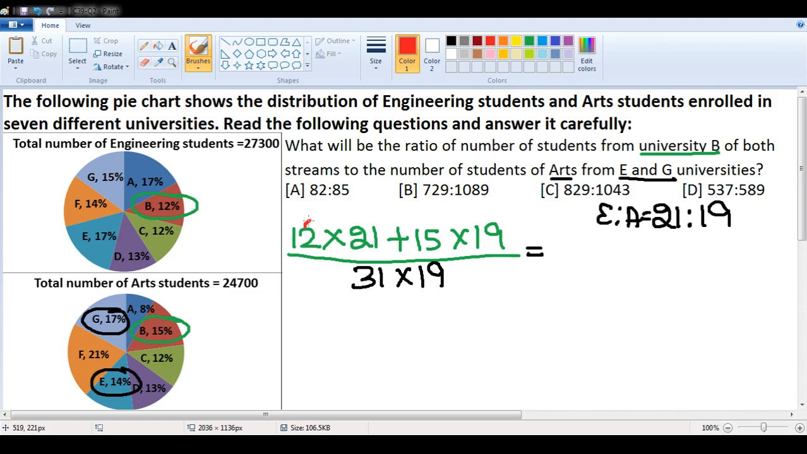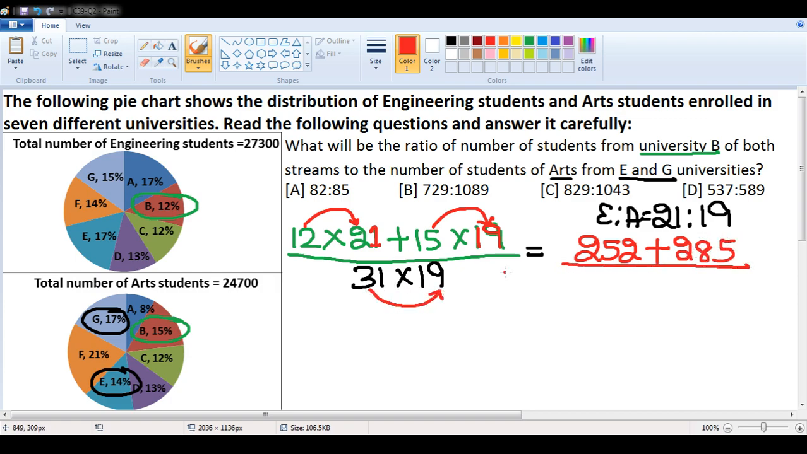So 12 into 20 is 240, but it is 21, so add another 12. It is 252. Again, 15 into 20 is 300, but it is 19, 1 less than 20, so subtract 1 into 15 from 300. So it is 285, divided by 31 into 20, which is 620. But it is 19, so subtract another 31 from 620. It is 589.